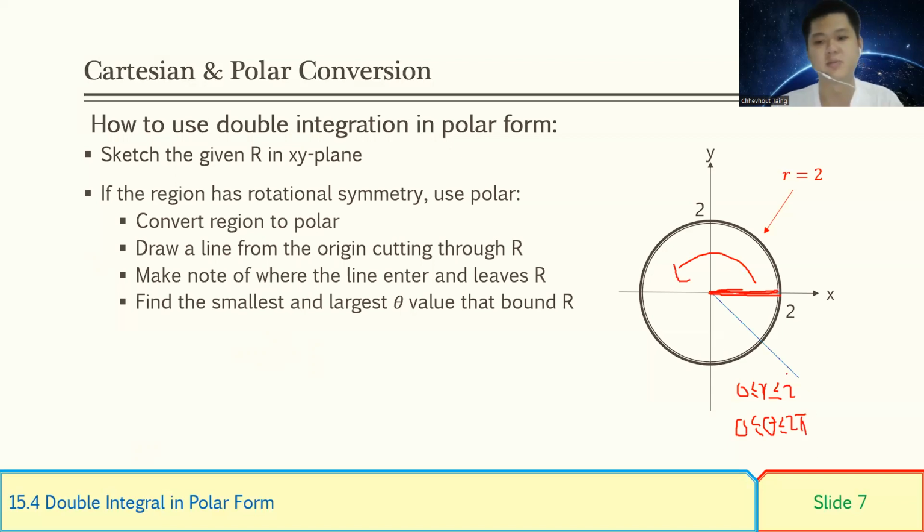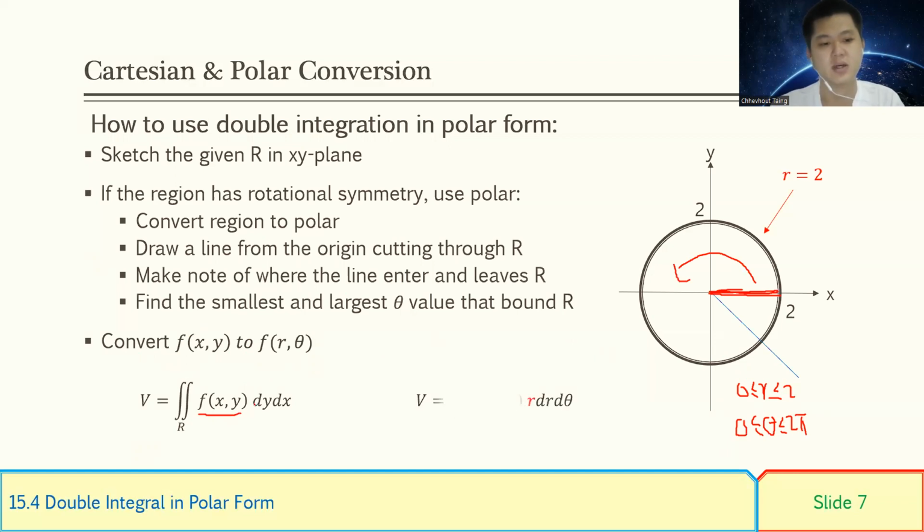So this would be your new region in polar form. And then after you convert all the region into polar form, you still have to convert one more thing, which is the function itself. The function originally starts off as f of x and y. So now you have to convert it into f of r and theta.